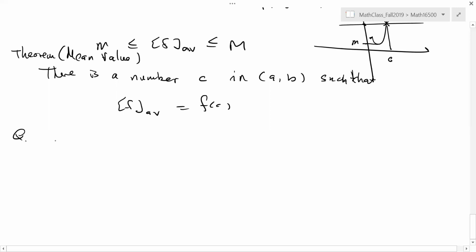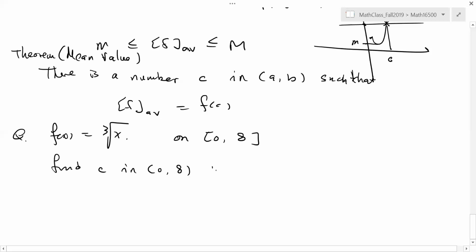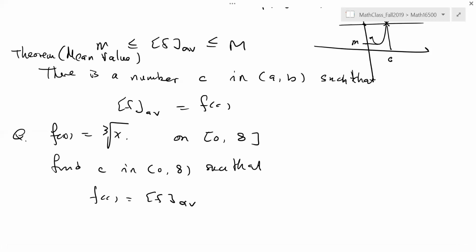So here's the example. f(x) equals the cube root of x on the interval [0, 8]. This is a continuous function. I'm going to find out c in the interval from 0 to 8 such that f(c) is going to be the average value of the function. If I couldn't find it, this being a continuous function, then you would say the so-called mean value theorem, proved by somebody, is wrong.